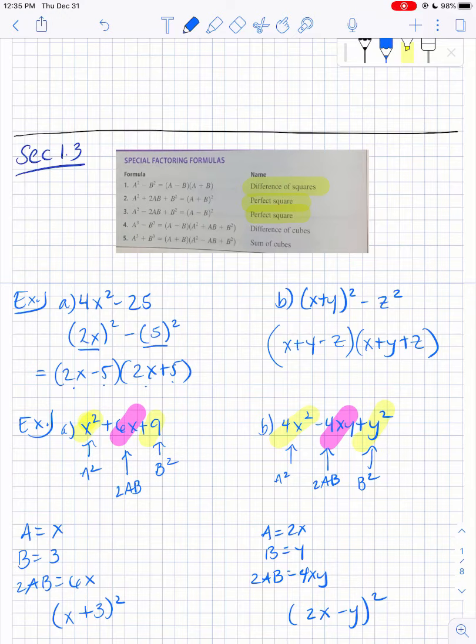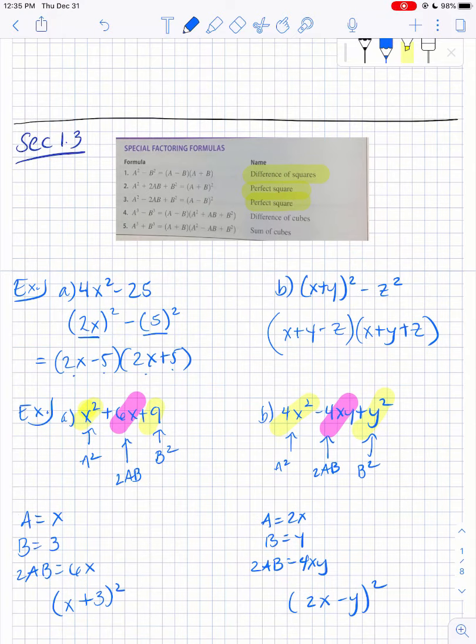Okay, so for our next example, we have x plus y squared minus z squared. So what are we squaring in each? On our first term, we're squaring x plus y. So that's our whole a term. And then z is our b term. So I have x plus y, this is our a, and then z is our b, and then we just put minus and plus in both.